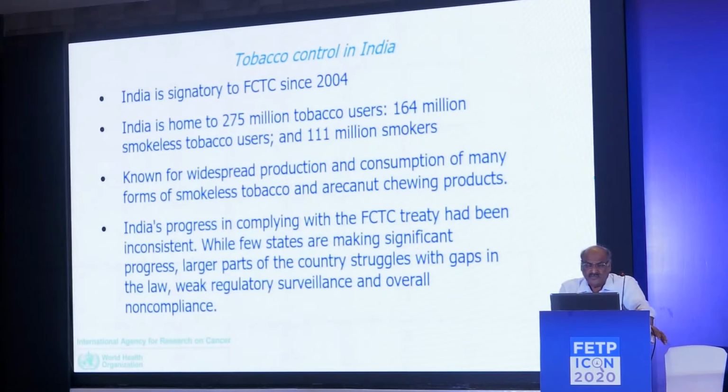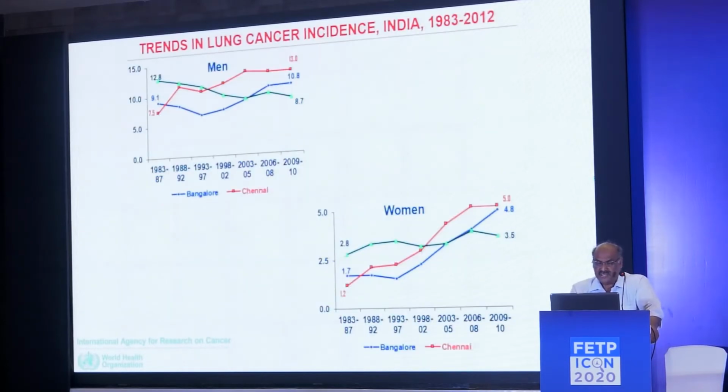Tobacco control. We are one of the largest producers and consumers of tobacco, 275 million, 27.5 crore tobacco users, out of which 16 crores are smokeless tobacco users. And we have reasonable compliance with the FCTC, which particularly has an impact on smoking. So smoking rates are either stable in some regions or even declining in many regions of India. That's good news. But chewing tobacco is on the increase.